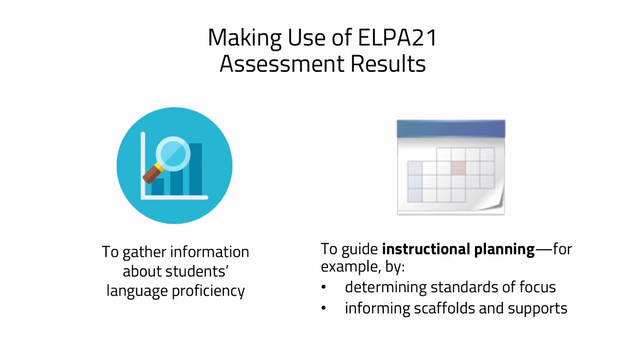Second, the information contained in the assessment score reports can help teachers with instructional planning by highlighting the specific ELP standards they should focus on and by calling attention to scaffolds or supports that students may need to improve their academic English proficiency. Toward the end of this video, we will show you how to directly connect the ELPA 21 assessment results to the ELP standards level descriptors. We hope you will leave with some concrete tools for using these assessment results to inform your instruction.